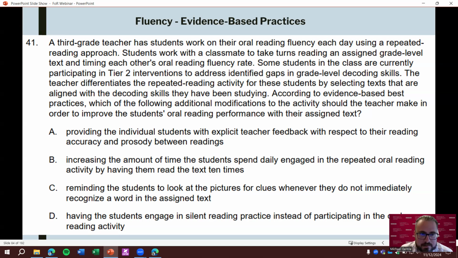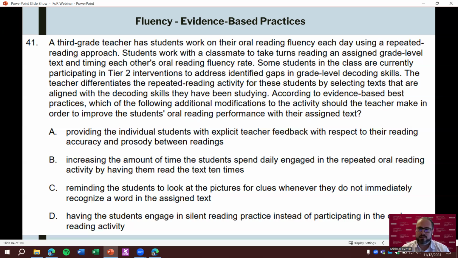The correct answer is A, providing the individual students with explicit teacher feedback with respect to their reading accuracy and prosody between readings. So this is a question that's asking, do you know what fluency is? Do you know that fluency is a combination, and that accuracy and prosody are key components of fluency? This is a really, really, really long question, but we can eliminate a lot of the answers.